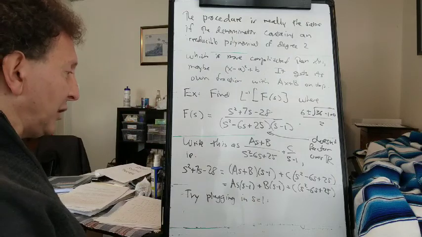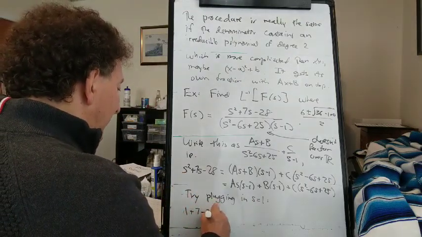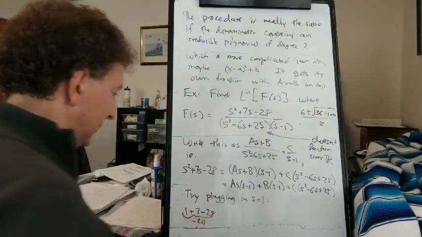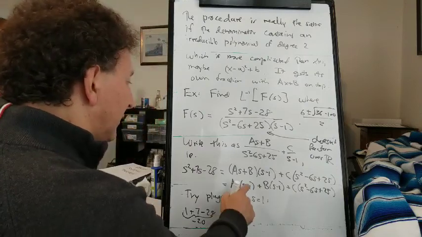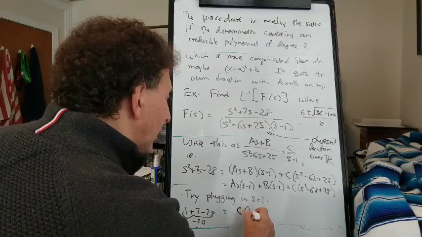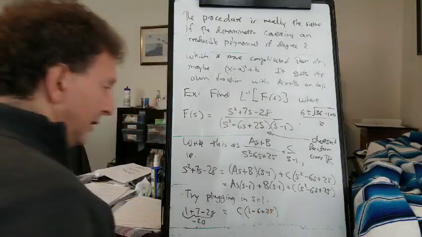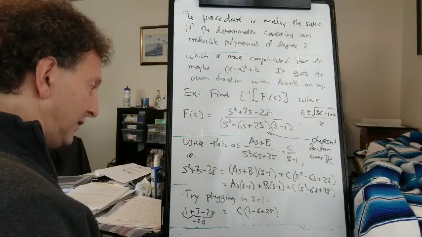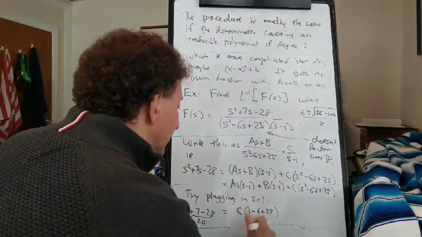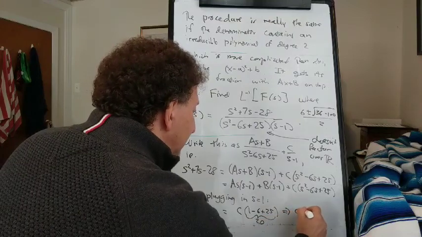So if we try plugging in s equals 1, on the left-hand side we have 1 plus 7 minus 28, which I guess is minus 20, equals, that disappears, c times 1 minus 6 plus 25. That's 26 minus 6, that's 20. So negative 20 equals c times 20, then that means that c equals negative 1.